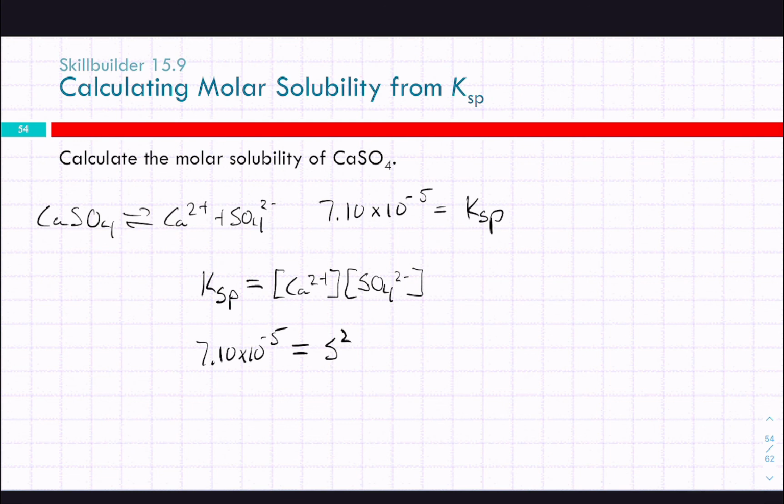So 7.10 e to the negative 5, we want the square root of that. That's 0.00843 equals S, because technically this should be molar, or 8.43 times 10 to the negative 3, if you like scientific notation. And again, make sure you know how to take the square root or third root of numbers on your calculator. Cool. Any questions about Ksp?